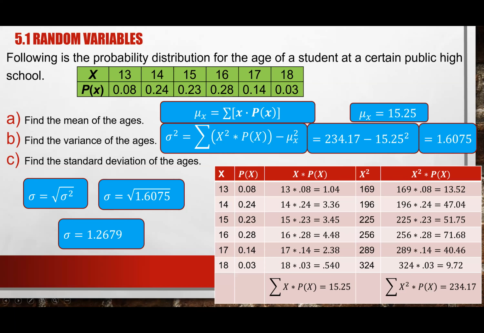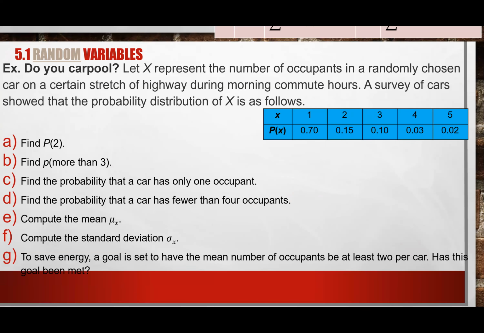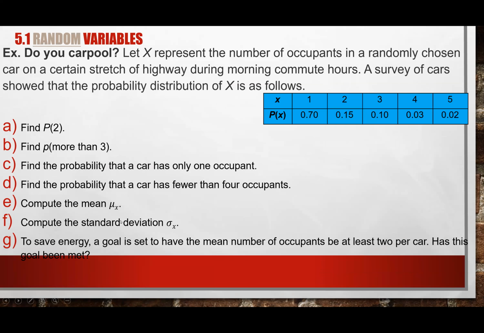Let's take a look at the next problem we have. As you can see, if you glance through this item or the question, they ask us to find the mean, they ask us to find the standard deviation, and then they ask us, can we interpret our data or our information?